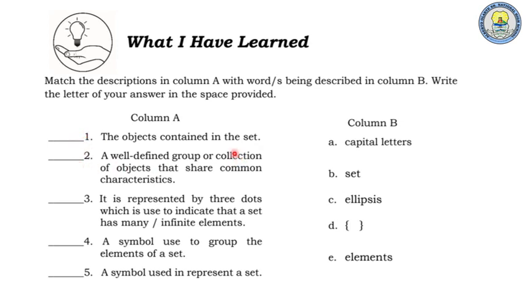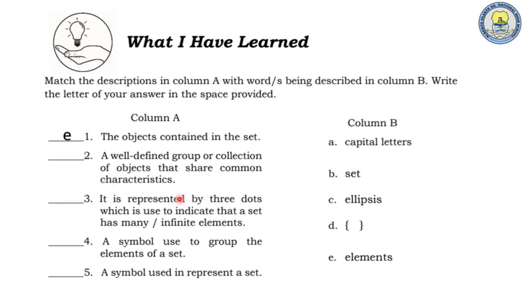Question number 1. The objects contained in the set. What is your answer? Okay, your answer is letter E. Very good. Elements is the objects contained in the set. Number 2. A well-defined group or collection of objects that share common characteristics.